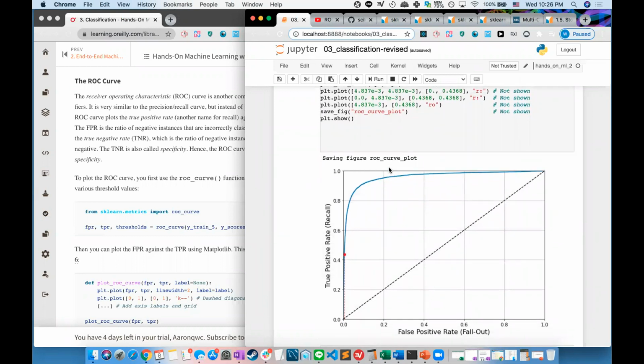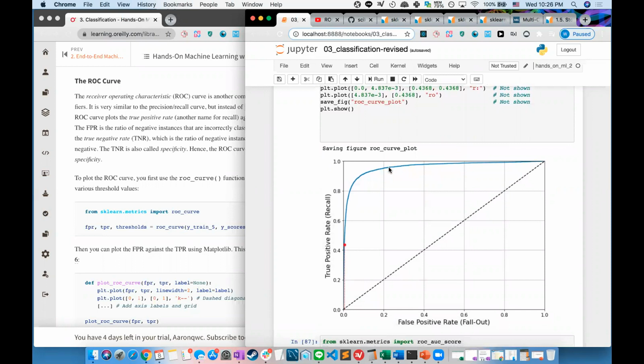So the default is 0.5. If something has a probability of greater than 0.5, then you call it a positive case, and if less, then you call it a negative case. But you're free to adjust that threshold however you want. So you could consider setting the threshold at 0.2 if you want. Everything less than 0.2 is negative, and everything greater than 0.2 is positive.